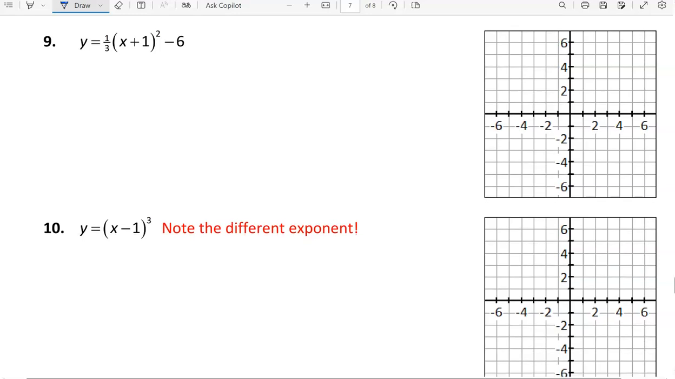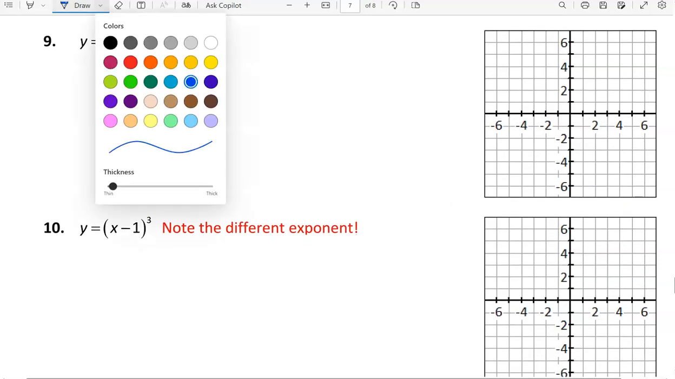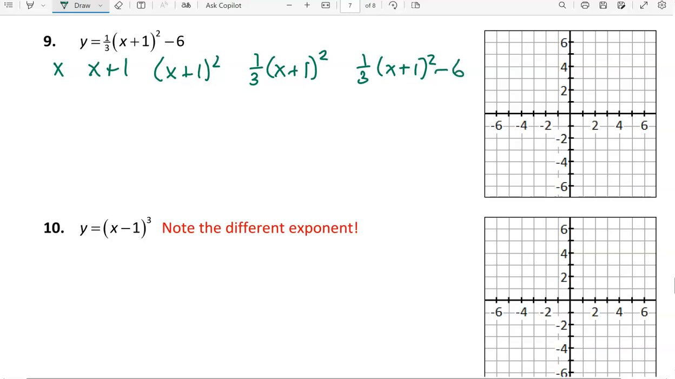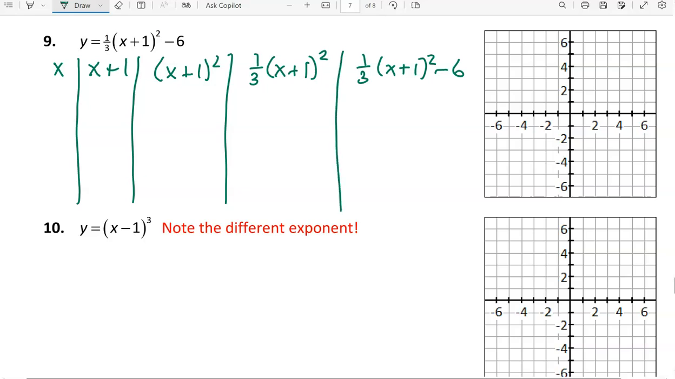And in 9, we have another squaring function. For the squaring function, we're going to find our x, add 1, then square that result, and then take that result and multiply by 1/3. And lastly, take that result and subtract 6. So these are going to give us the different columns of the extended table of values.